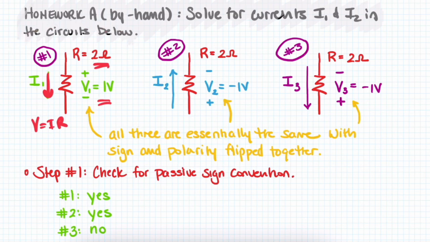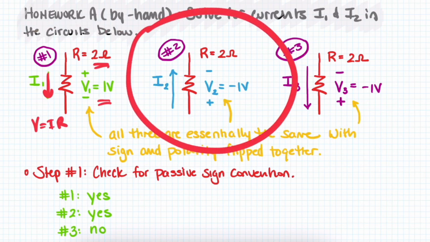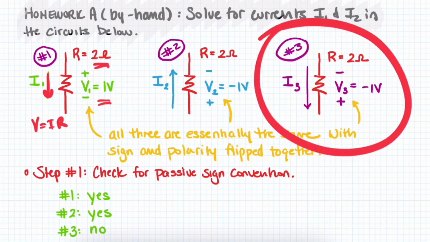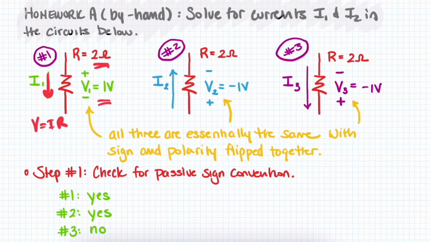Let's take a look at the second one. Here we can see this also obeys the passive sign convention, right? The current is flowing from the positive to the negative terminal. So we can use that equation again. Over here, it does not obey the passive sign convention. We have I3 flowing from the negative to the positive terminal of this element. That doesn't mean that it can't be solved. It just means we need to be a little bit careful with how we solve it.